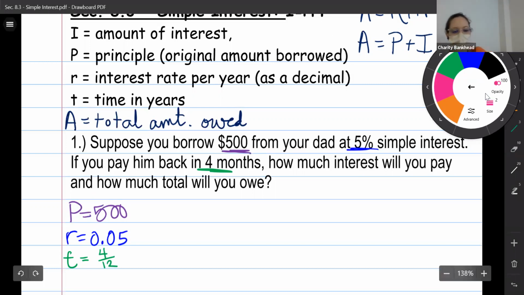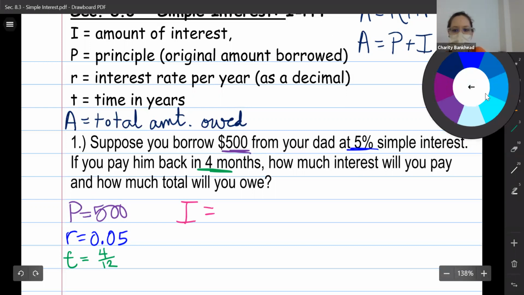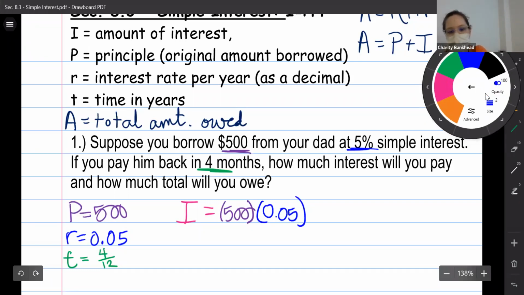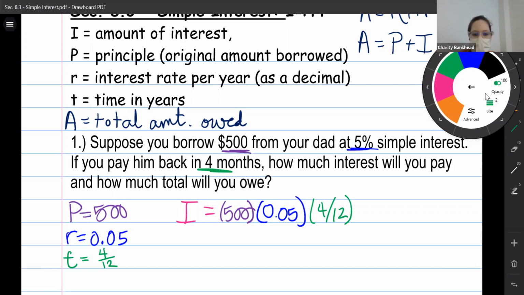All right, so they want to know how much interest you would pay, so let's just use I equals PRT. So I equals 500 times 0.05 times 4/12. You can type it in your calculator exactly like that: 500 times 0.05 times 4/12. Round that to the nearest cent, that's $8.33.